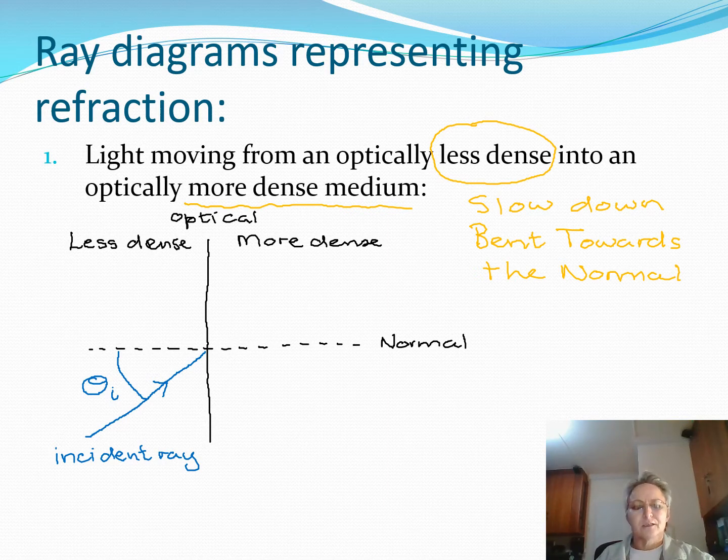But in this case, most of the light will not be reflected from the surface between the two mediums. It will move into the medium. Now it's moving from a less dense medium into a more dense medium, so the light will slow down. When it slows down, it bends towards the normal. So this is now not our reflected ray, but our refracted ray.